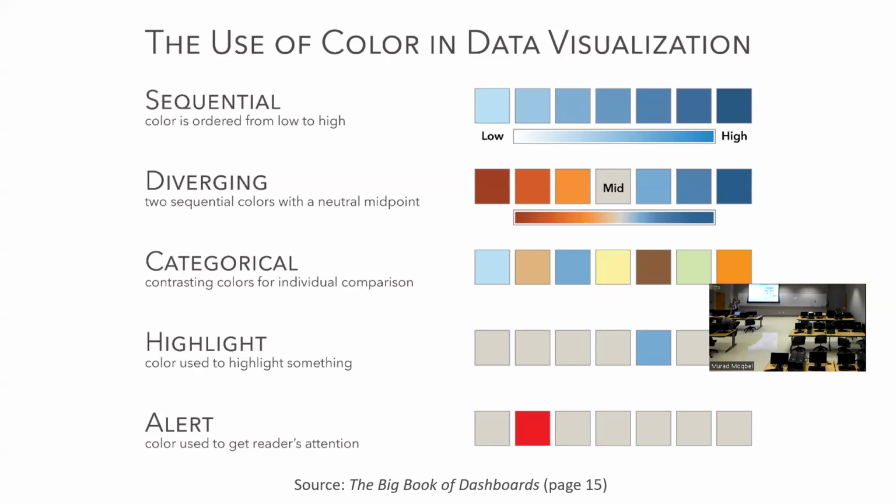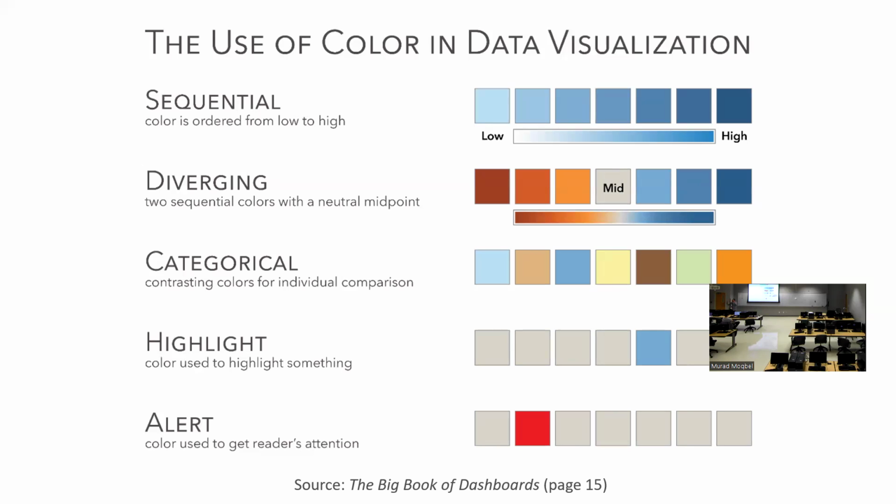So the first, the sequential and the divergent, they are for continuous variables. First one, when we don't have a middle point that we want to refer to. Second, the divergent is when we have a middle point. Right? So for the rest, they are for categorical values. So it's from its name, categorical.